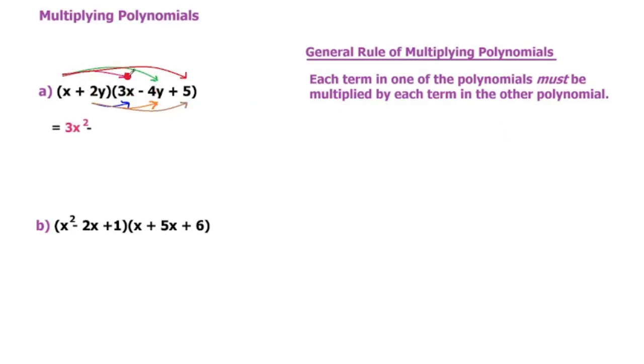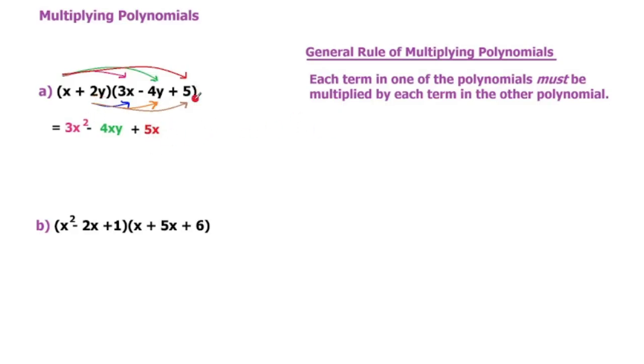So when we take the pink arrow, it's x times 3x. That gives us 3x squared. Now let's work on the green arrow. It's x times minus 4y. So that's going to give us minus 4xy. Now let's look at the red arrow. X times 5 is just going to give us 5x.